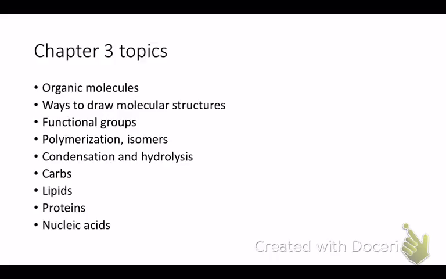What does it mean to make a polymer? What does poly mean? Poly means many. What is mono? Mono is 1. Di is 2. Tri is 3. We don't usually count past 3, but sometimes we do.